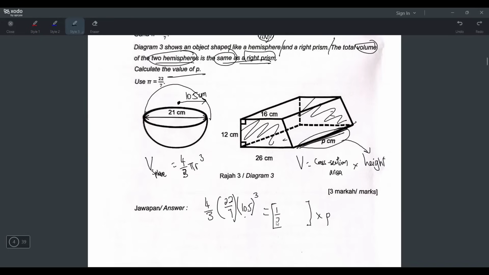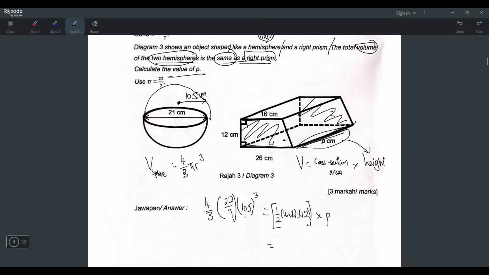Okay, area of trapezium formula is 1/2 times sum of parallel lines, and then times the perpendicular distance between the two lines. So the two parallel lines, the top and bottom, will be 16 plus 26, and the perpendicular distance between the two lines is 12. Okay, perpendicular distance means the distance at 90 degrees between the two parallel sides, right? After you calculate this, you get the area of trapezium, and you multiply with P, you get the volume of the whole prism.